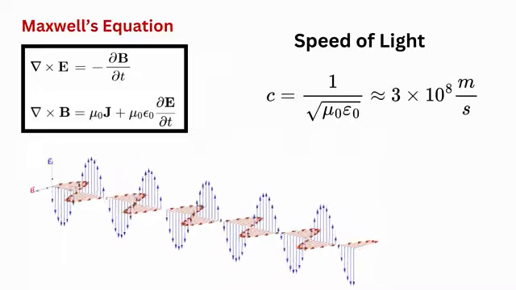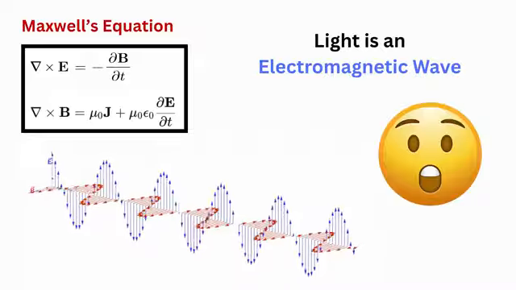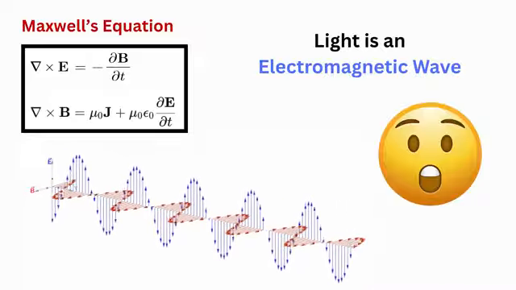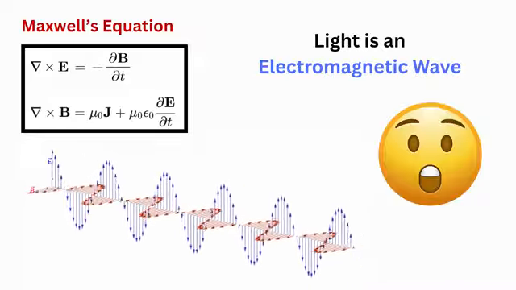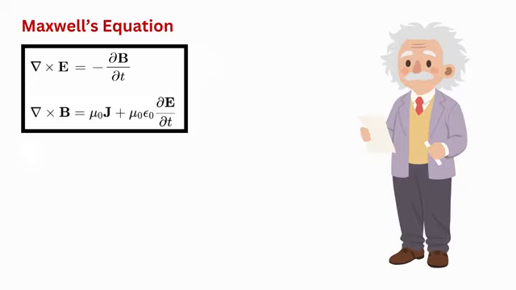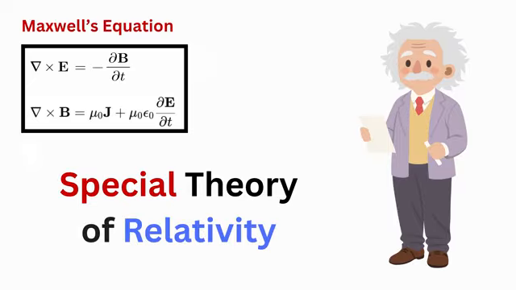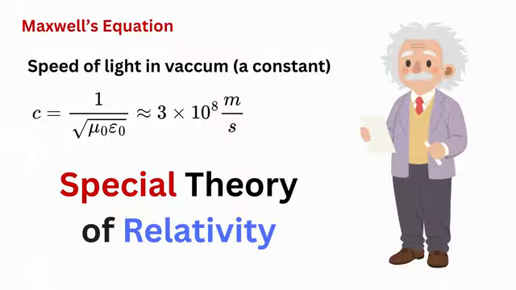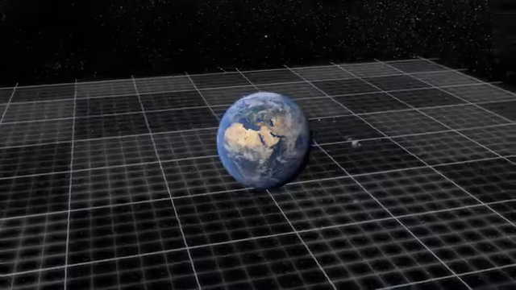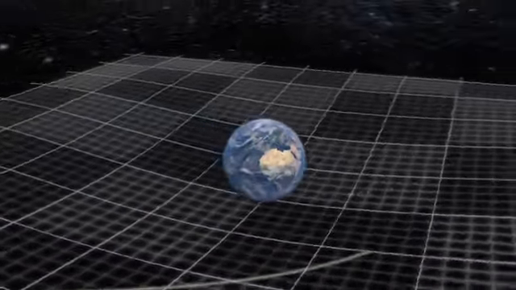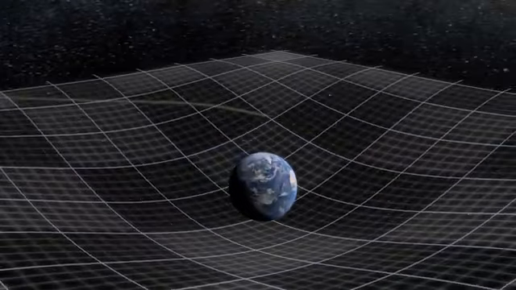From this, Maxwell made an incredible discovery. Light itself is an electromagnetic wave. Many years later, Albert Einstein used this very idea as a starting point for developing the theory of special relativity. Since Maxwell's equations predicted that the speed of light must always be the same, Einstein built an entirely new framework of space and time around this principle.